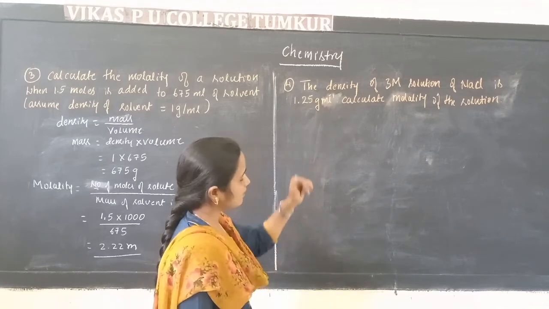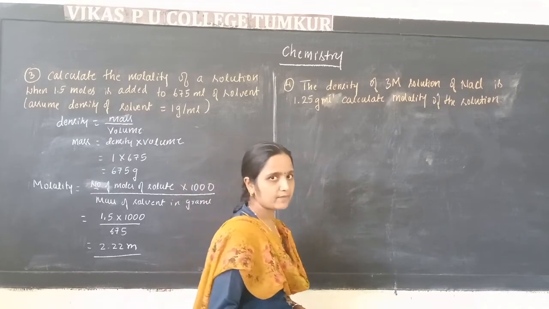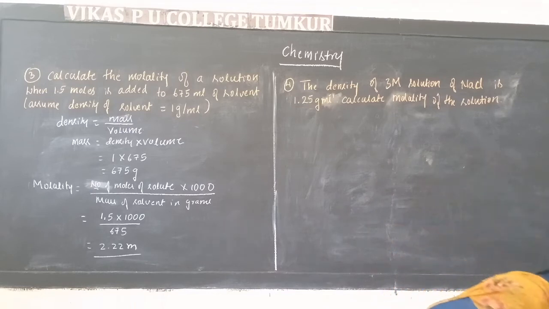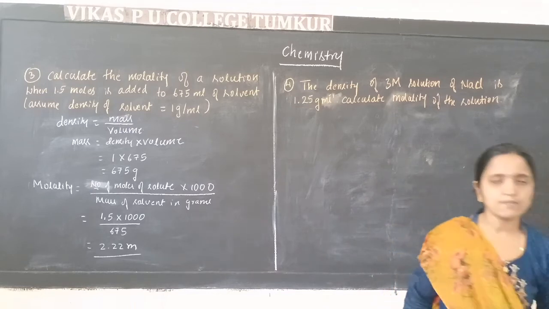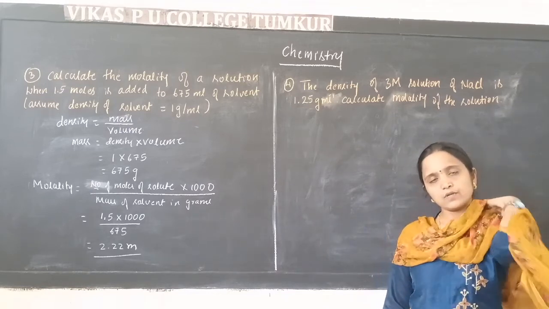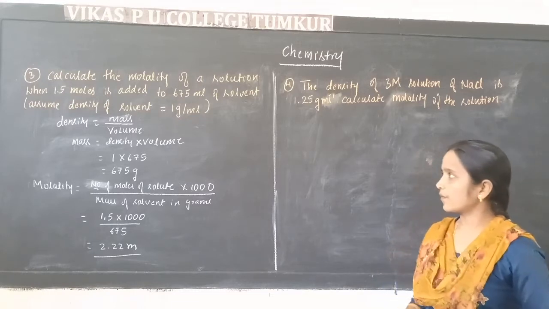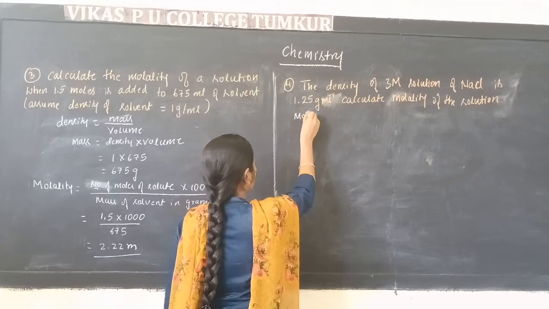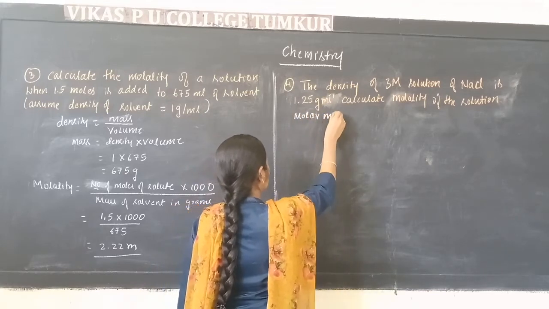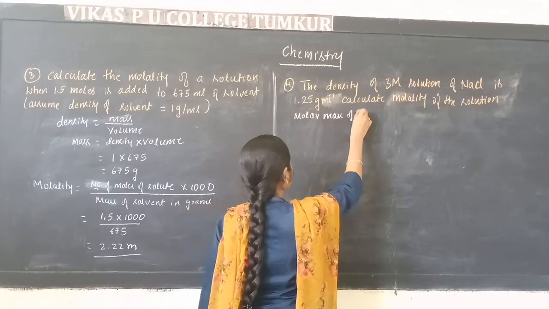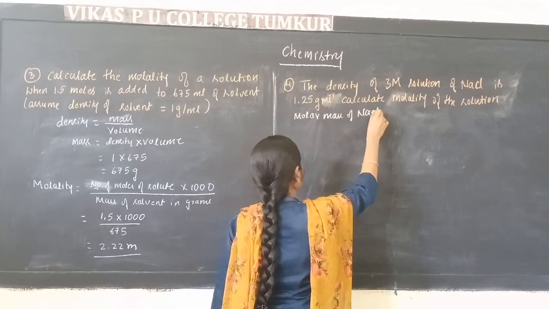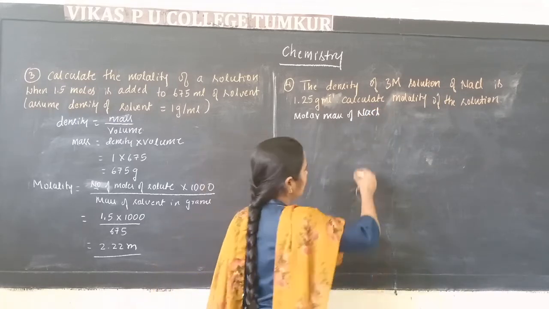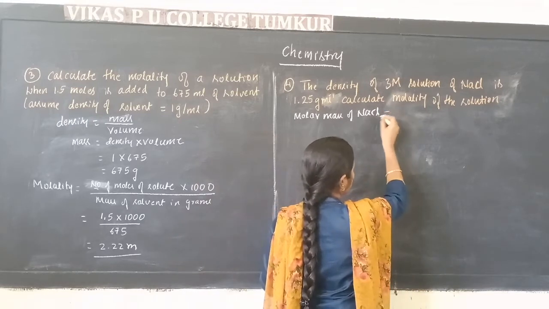For that given, that is sodium chloride. First, we should find the molar mass of NaCl, the molar mass of sodium chloride. How much? That is the number of atoms in the sodium chloride.